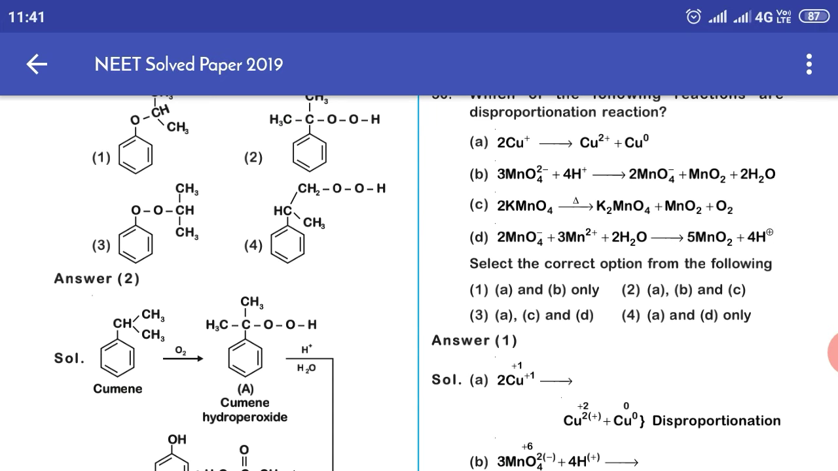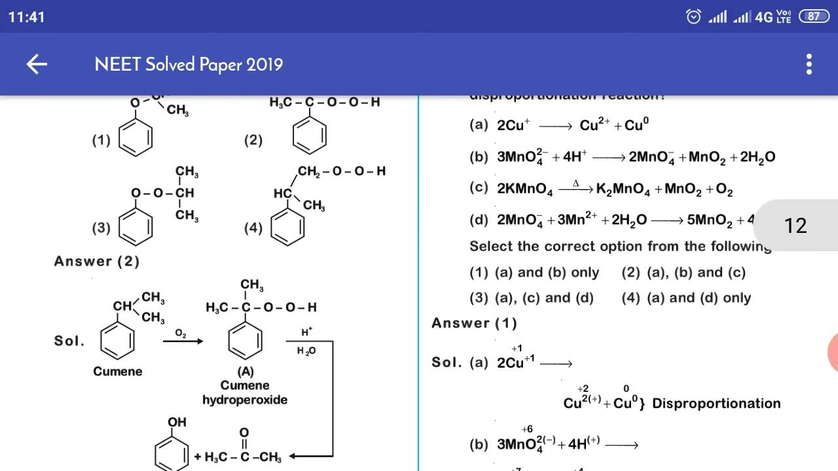If oxidation number increases, then it is called oxidation. If oxidation number decreases, it is called reduction. The first one is the disproportionation reaction.